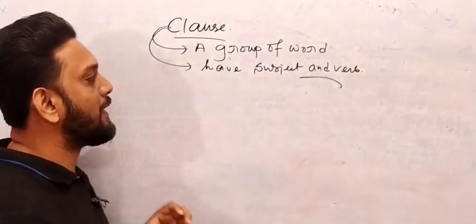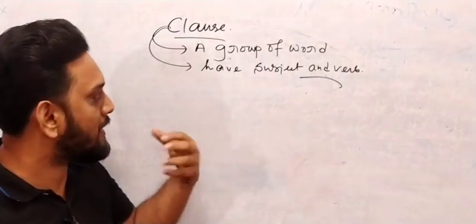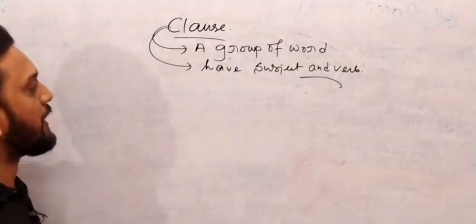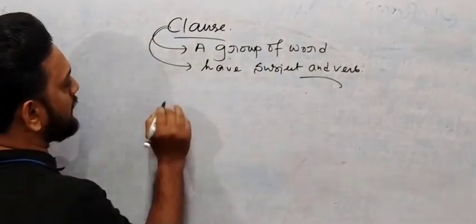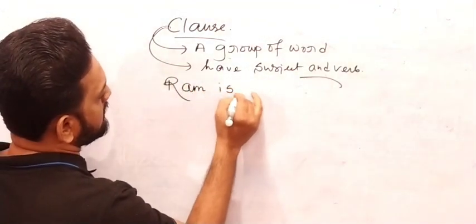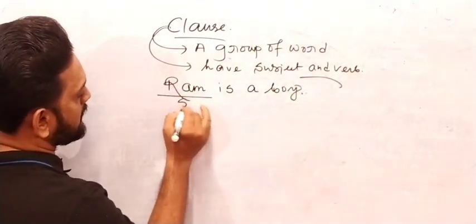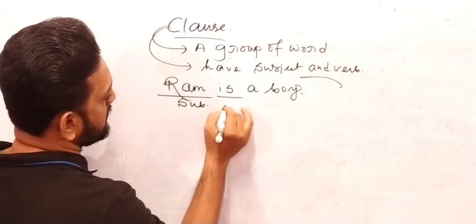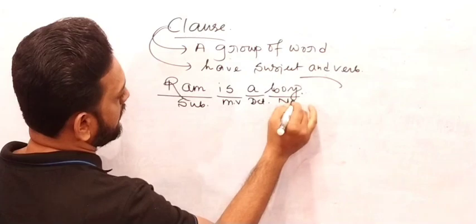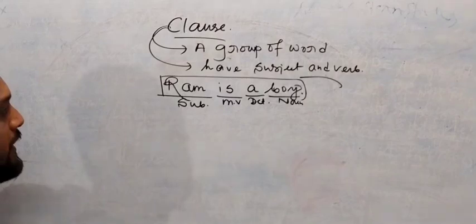Very good. Now let me give some examples, so that you can understand whether it is a clause or not. Okay, now write it down, all of you. If I write, Ram is a boy. Have you seen, Ram is the subject over here? Yes or no? Is is the main verb of the sentence. A is a determiner and boy is a noun.